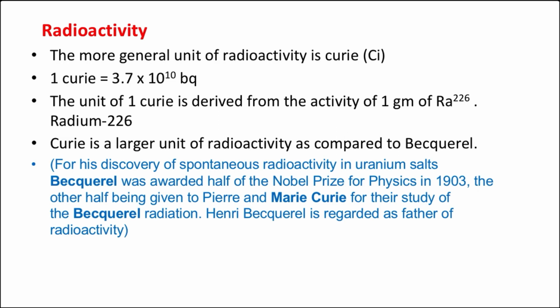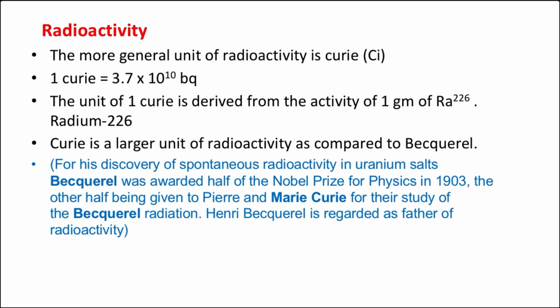Now, how were these units given to these radioactivity phenomena? For his discovery of spontaneous radioactivity in uranium salt, Becquerel was awarded half of the Nobel Prize for Physics in 1903, and the other half was given to Marie Curie and her husband Pierre Curie for their study of the Becquerel radiations, meaning the radiations emitted from radioactive substances. Henry Becquerel is regarded as the father of radioactivity. So, as an honor to them for their discovery, the unit of radioactivity is named becquerel. It is a smaller unit and represents 1 disintegration in 1 second.